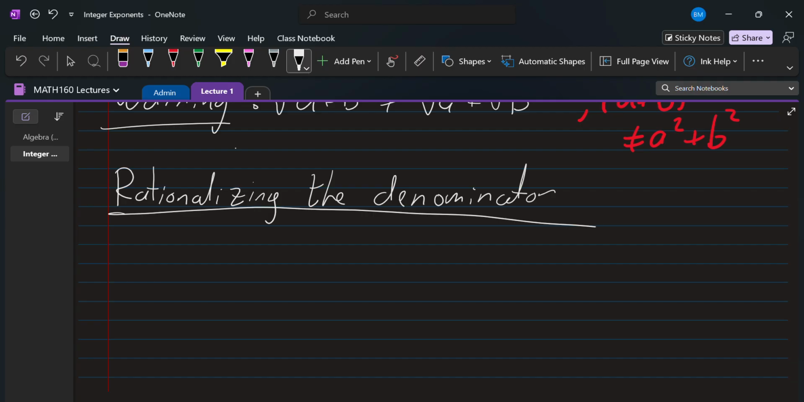Have you all heard of rationalizing the denominator? You should have covered it in matric. Okay, we'll just go through a few examples just to refresh your memory.